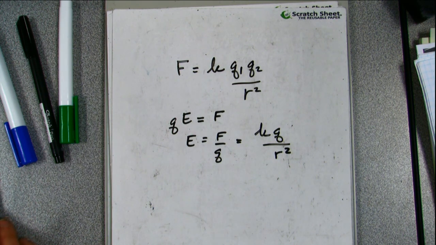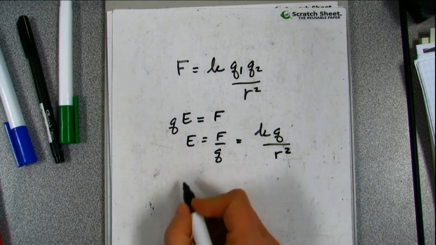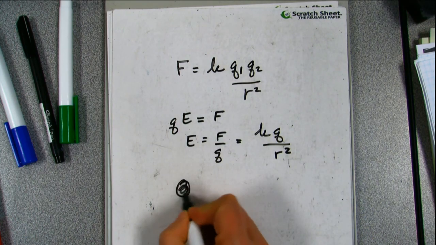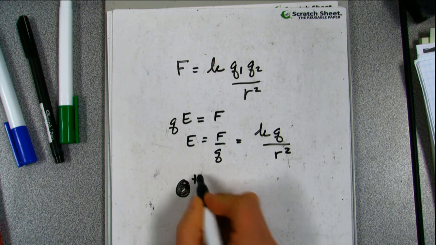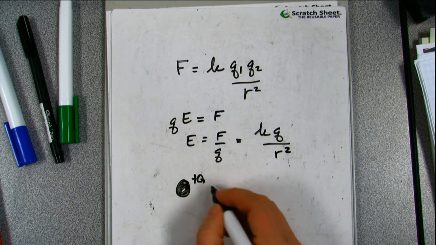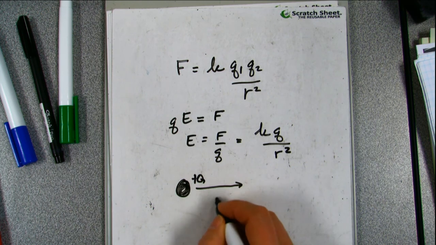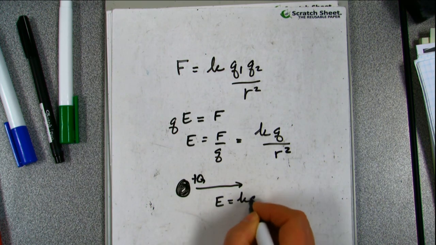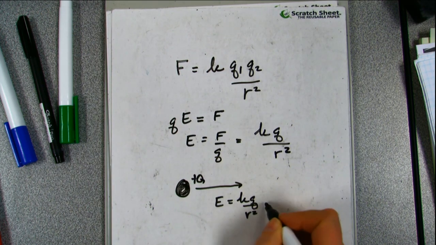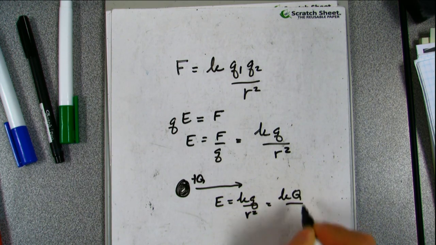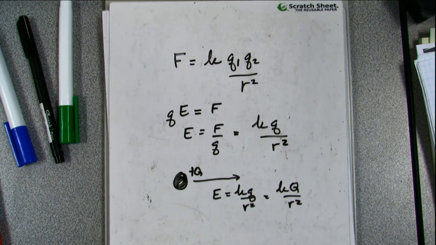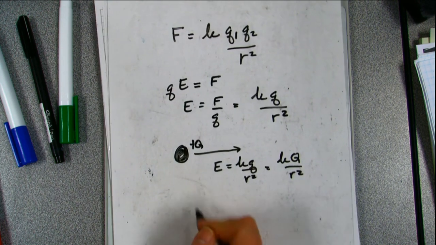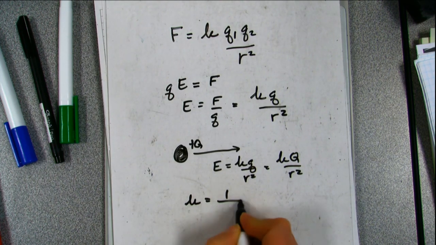So if I have a solid sphere with charge Q, the electric field that's going away from it has a magnitude of KQ over R squared, if that's a positive Q. We can play with this, and remember K is also equal to 1 over 4 pi epsilon.